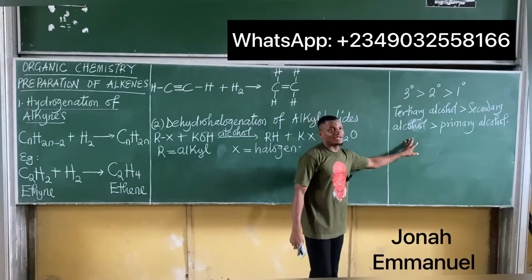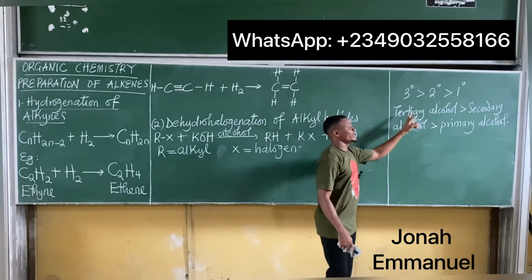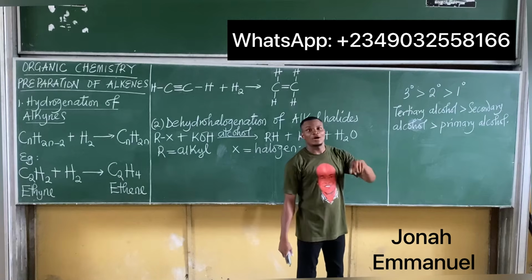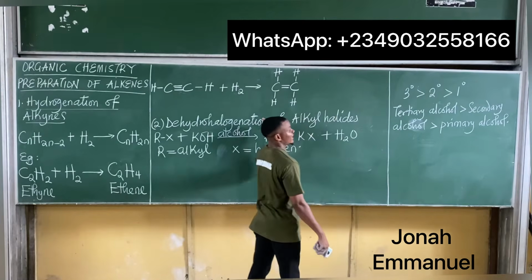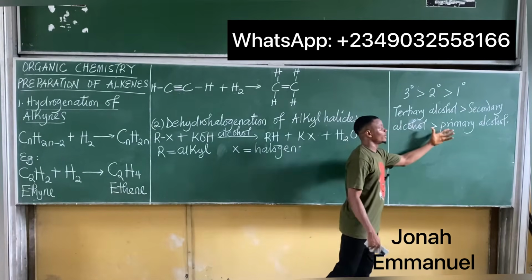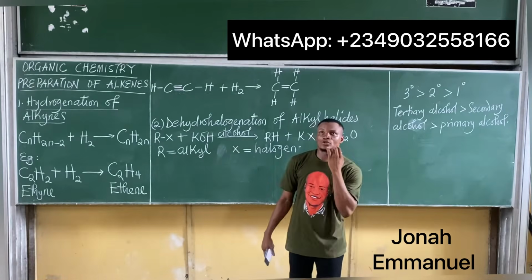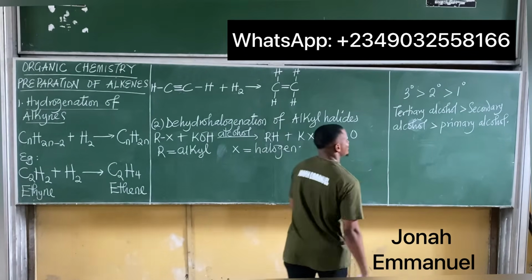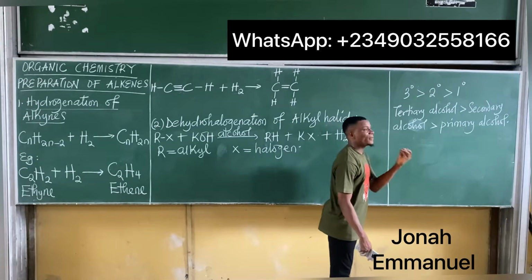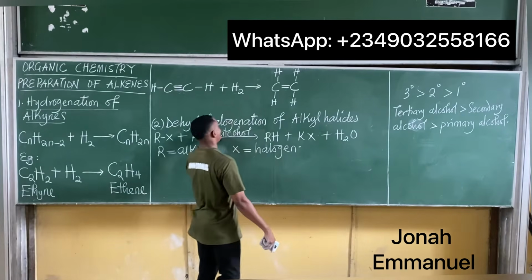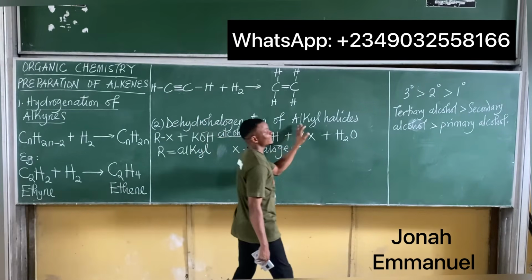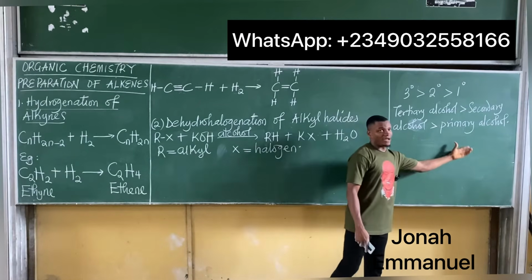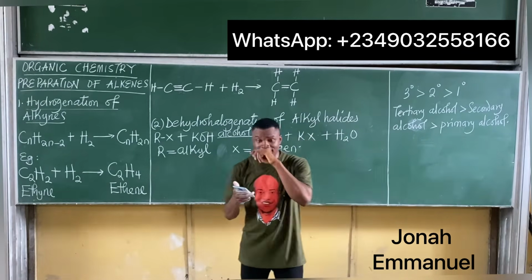Now, what this means is that it is easier for a tertiary alcohol to dehydrohalogenate an alkyl halide than a secondary, than a primary. So the alcohol that has the greater potential or power to dehydrohalogenate an alkyl halide is a tertiary. The one with the least power is what there? A primary. That's the idea. All right, take that, please.